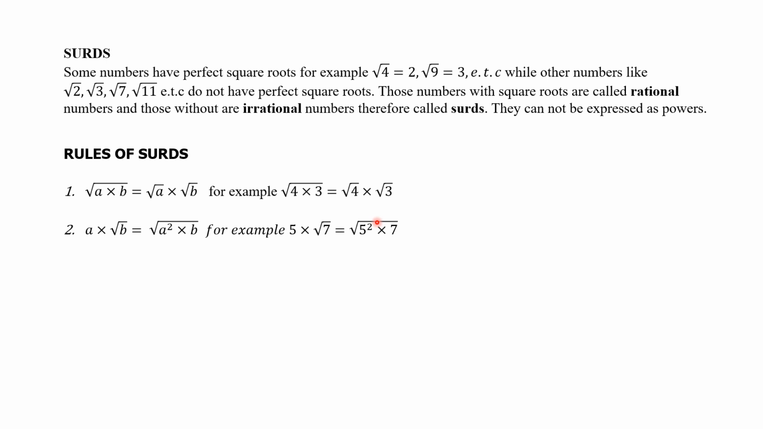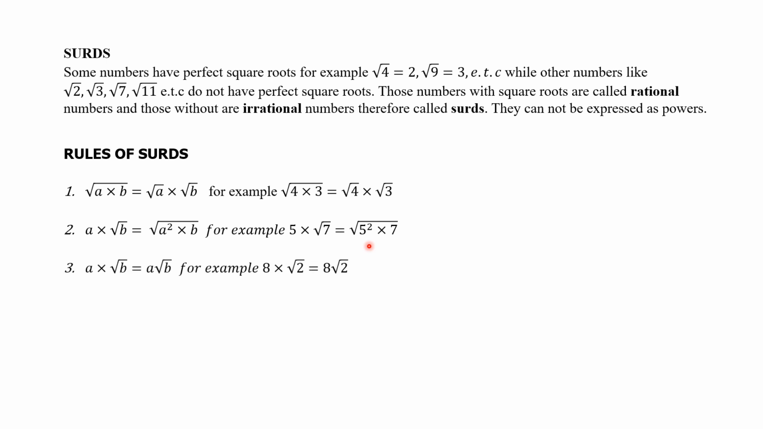When I go to the second one, I'm having a number which is not under a square root times a number under a square root. If I want to take this back to having a single square root, first of all I need to square it, then I put it under the square root. Why? Because the root will be cancelling out with the 2. An example is 5 times root of 7. This one I get root of 5 squared times 7. Those two are now inside the bracket of the square root.